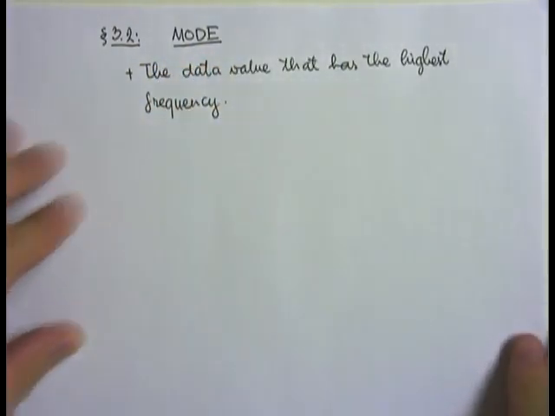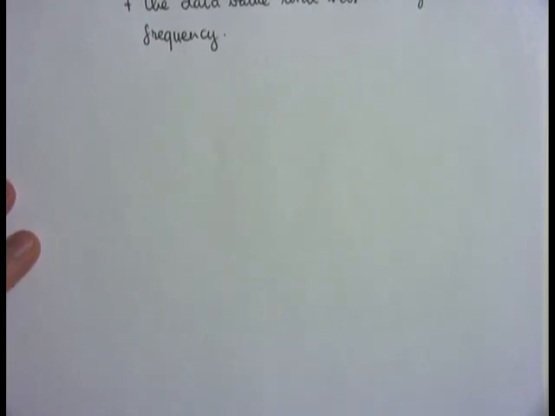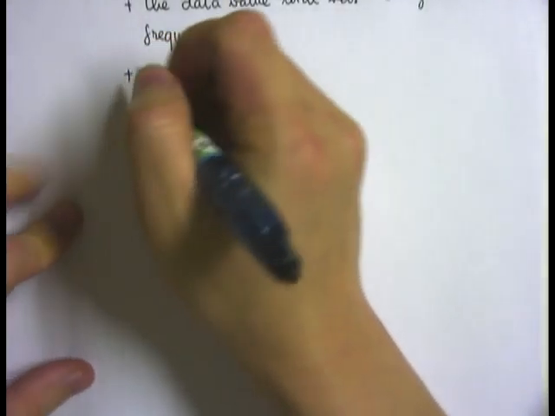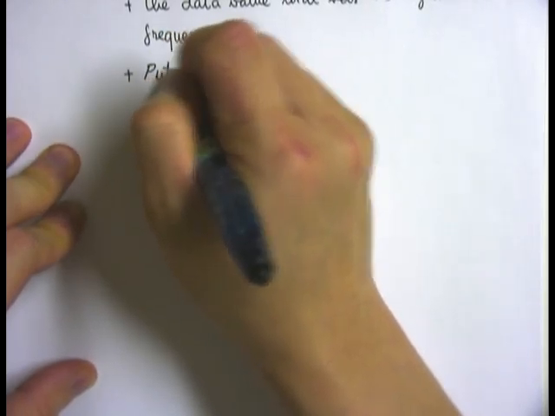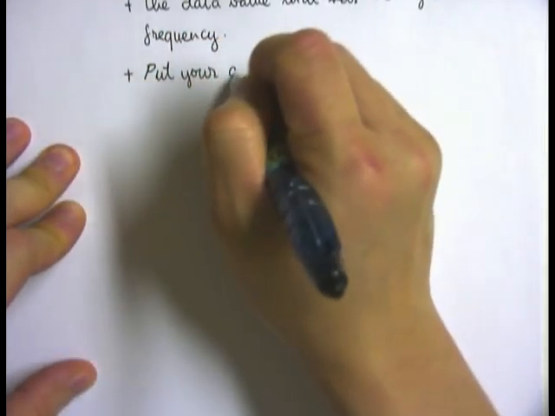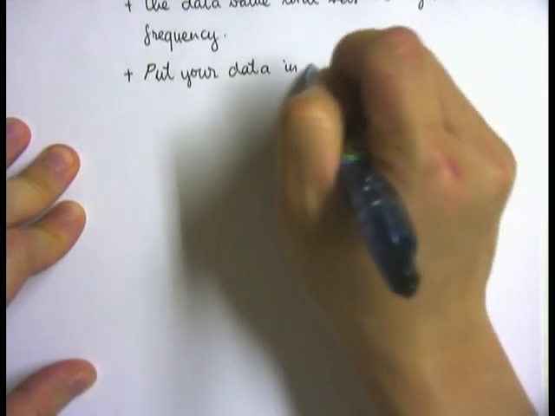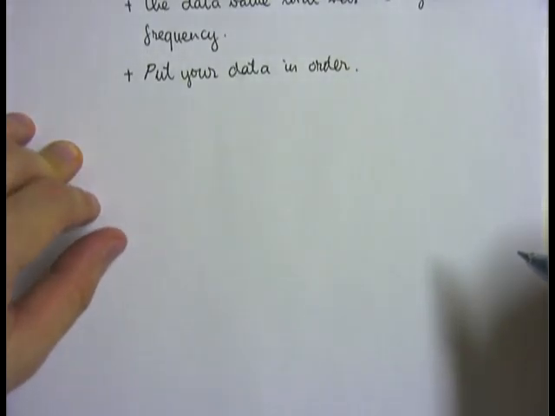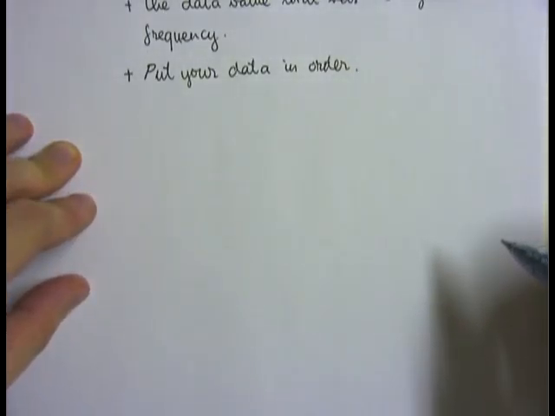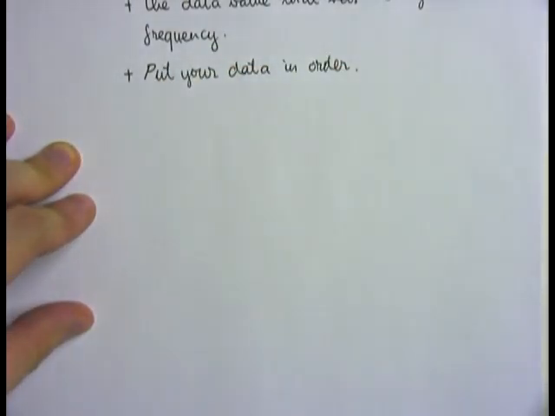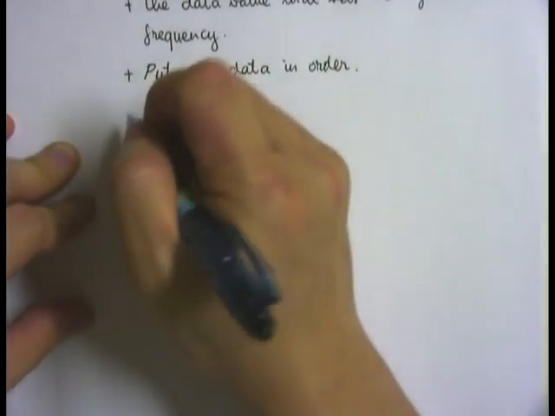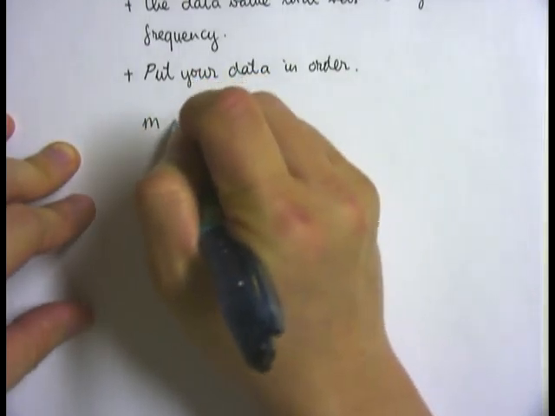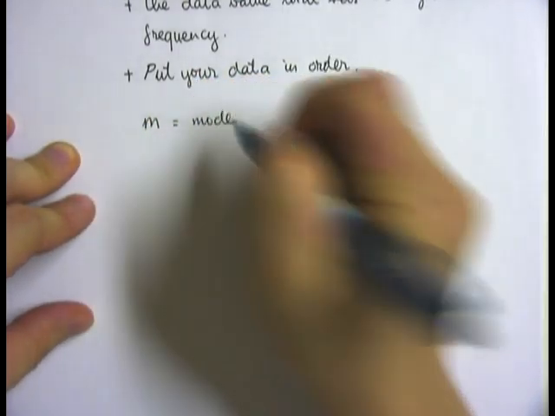Now once again, before you proceed to find a mode, it's always best to put your data in order, because putting your data in order would help you easily find out which data value has the highest frequency. And in my own notation, I would use lowercase m. That stands for mode.